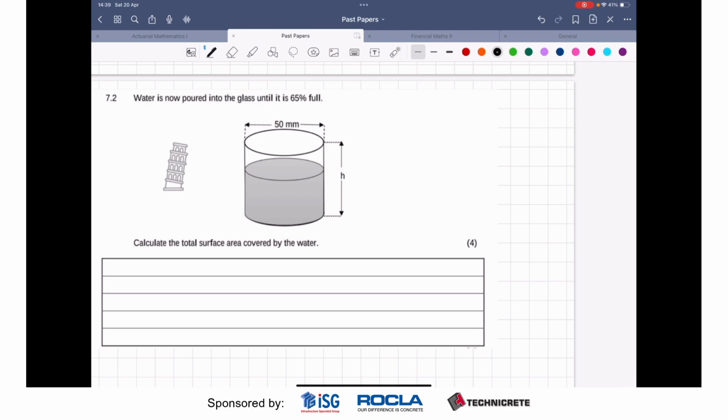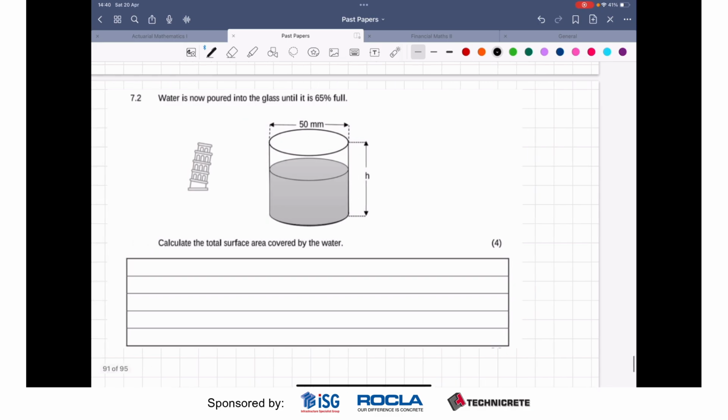Okay, now we have that water is poured into the glass until it's 65% full. Calculate the total surface area covered by the water. So 65% full means that this height of the water is 65% of the total height of the glass that we've just found.